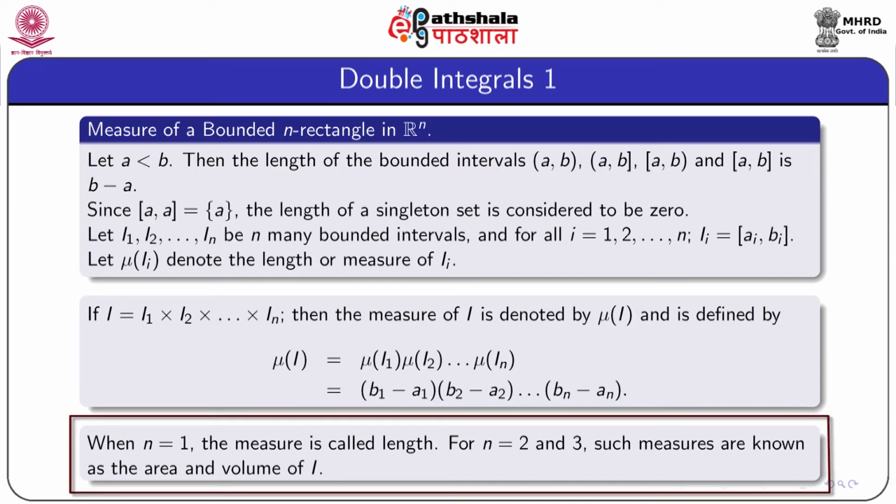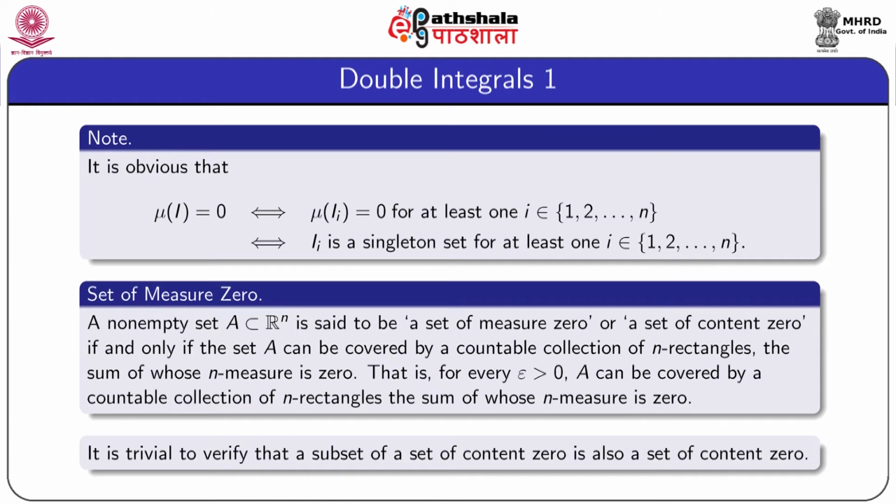Whenever n is 1, we call this measure length. For n equal to 2, we call it area and for n equal to 3, we call it volume. It is obvious that mu(I) is 0 if and only if for at least one i, mu(Ii) must be 0. A necessary and sufficient condition for this is that for at least one i, Ii is a singleton set.